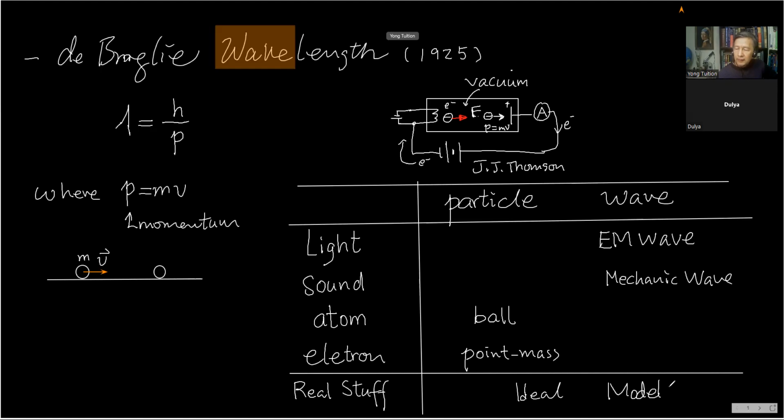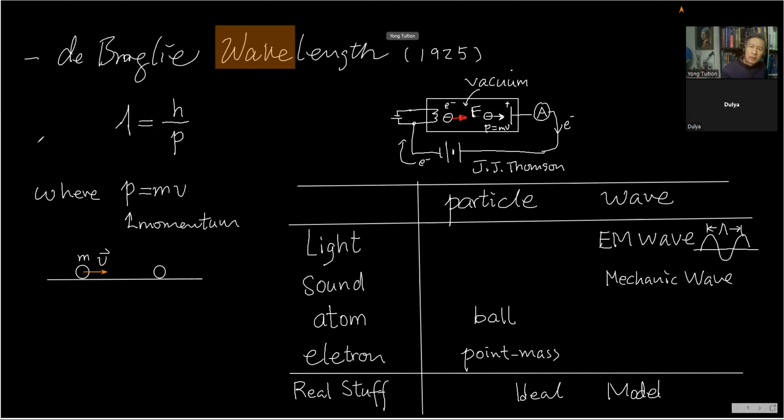Do you understand now? In physics, we don't study the real stuff. We use models to describe the real stuff, right? When we study sound, we use a mechanical wave, right? Both are wave models. So in this wave, we can talk about the crest and trough, right? We can also talk about, importantly, the wavelength. So the wavelength is a wave property, right? However, the momentum is a particle property.